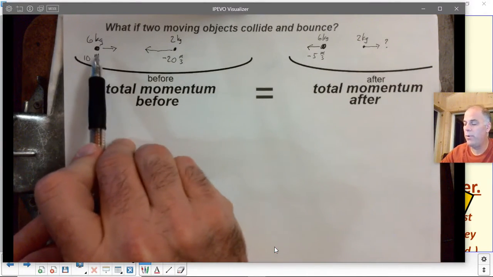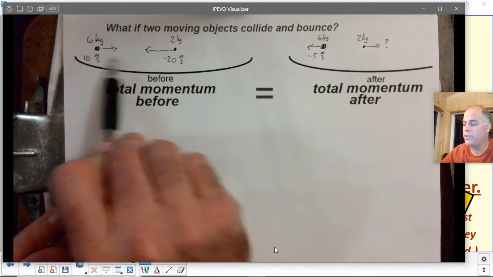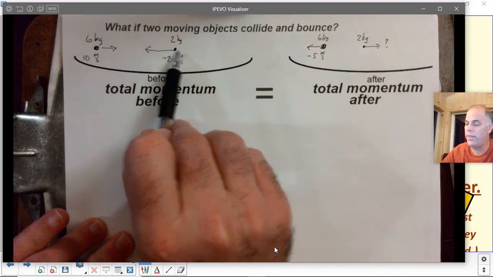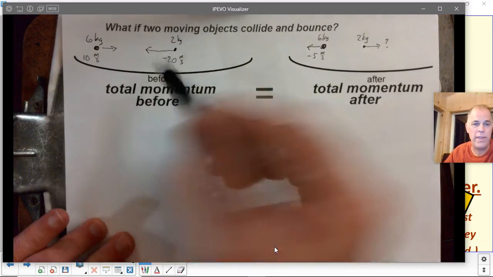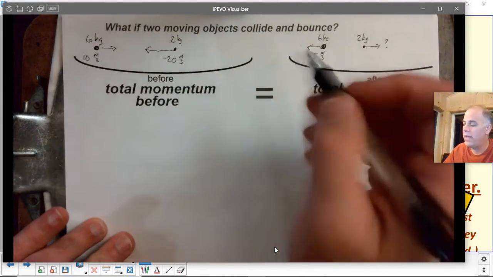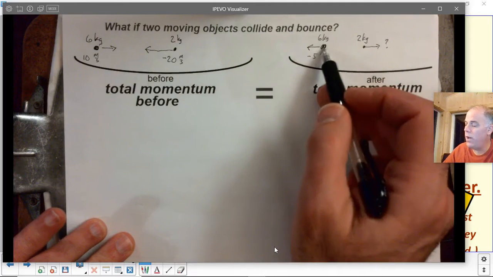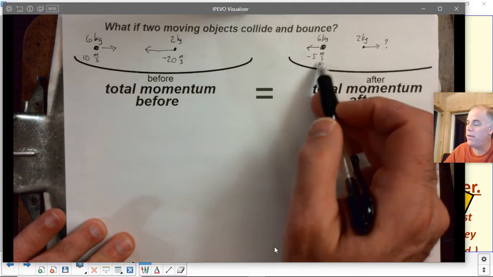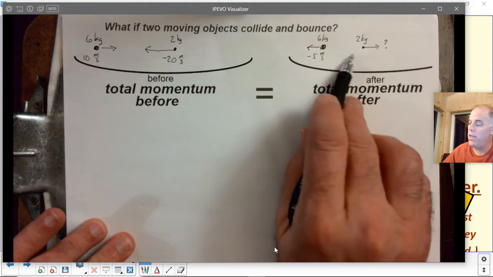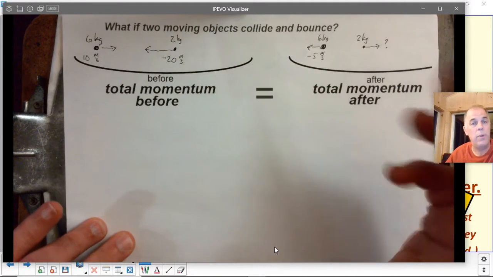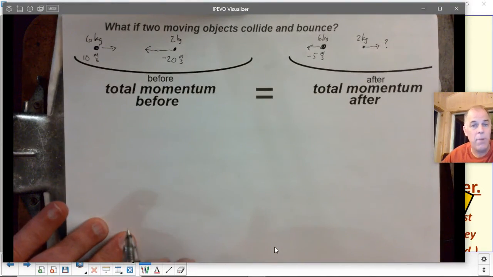In this example, we have a 6-kilogram ball flying at 10 meters per second. It's approaching a 2-kilogram ball going the opposite direction at 20 meters per second. That's why I have it as minus 20. That just means it's going the opposite way. They collide and bounce off each other, and after the collision, the heavy one is going back the way it came at 5 meters per second, and the 2-kilogram ball goes bouncing off to the right. We want to figure out the speed of the 2-kilogram ball.